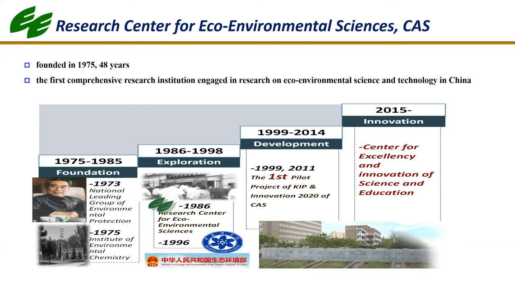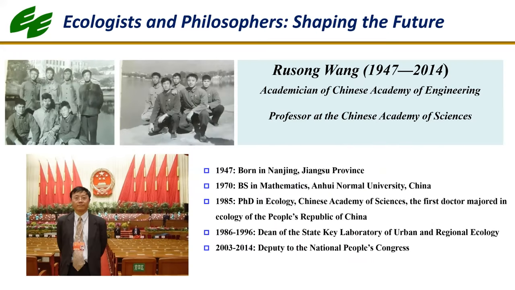There are three state key laboratories, and I am a professor of the State Key Laboratory of Urban and Regional Ecology. As a student and assistant of Professor Wang, I have had the privilege of working closely with him for nearly 20 years. Professor Wang was an academician of the Chinese Academy of Engineering. He was born in 1947 and grew up in Anhui province. He obtained a bachelor's degree in mathematics from Anhui Normal University, and in 1985 he received a PhD from the Chinese Academy of Sciences. He was the first doctor majored in ecology in the People's Republic of China.